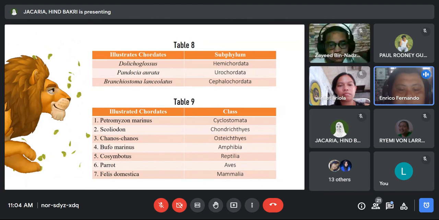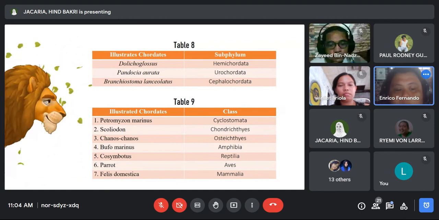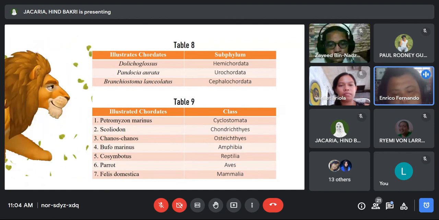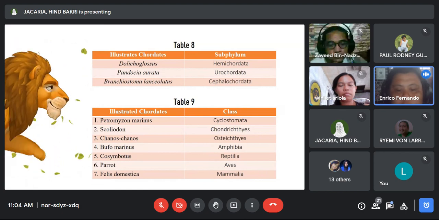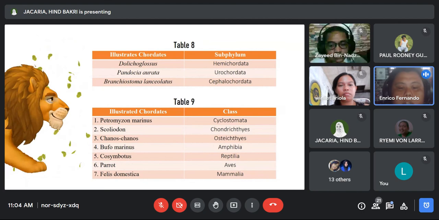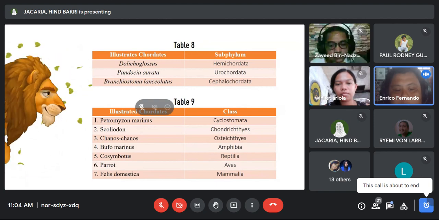In table 9 naman, sa classes, number 1 is the Petromyzon marinus. This falls under the Cyclostomata. Yung sa number 2, Scoliodon, this falls under the Chondrichthyes. Number 3, the Chanos, this falls under the Osteichthyes. Number 4, Bufo marinus falls under Amphibia.